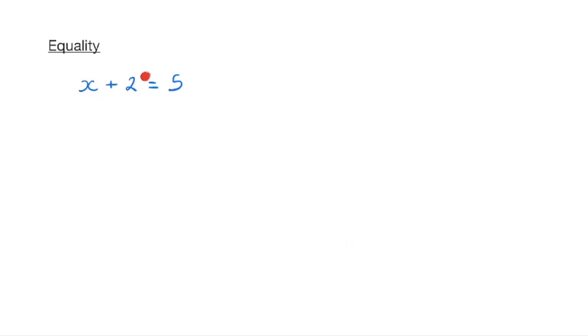Use an equal sign to represent equality, so each of these expressions are equal to one another. If we solve for the variable, we can see that x is going to have a value of 3. That means there is one solution. 3 is the only number that when we put it back here, the left side will equal the right side.